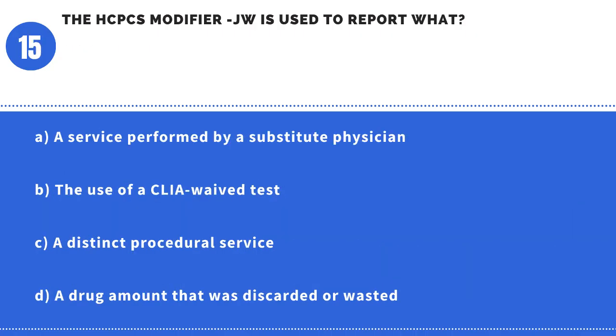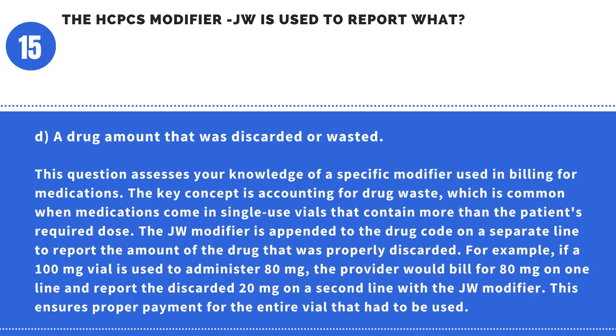Question 15. The HCPCS modifier JW is used to report what? A. A service performed by a substitute physician. B. The use of a CLIA waived test. C. A distinct procedural service. D. A drug amount that was discarded or wasted. Answer: D. A drug amount that was discarded or wasted.